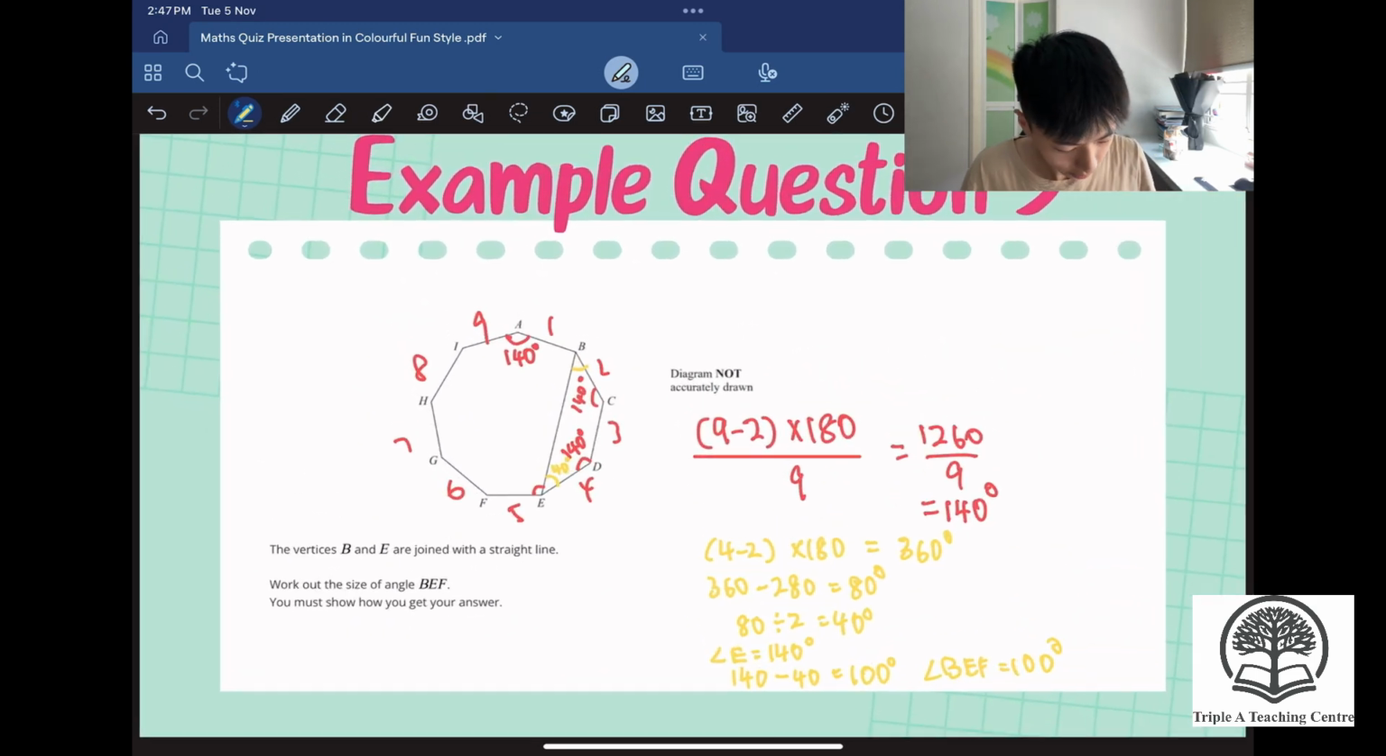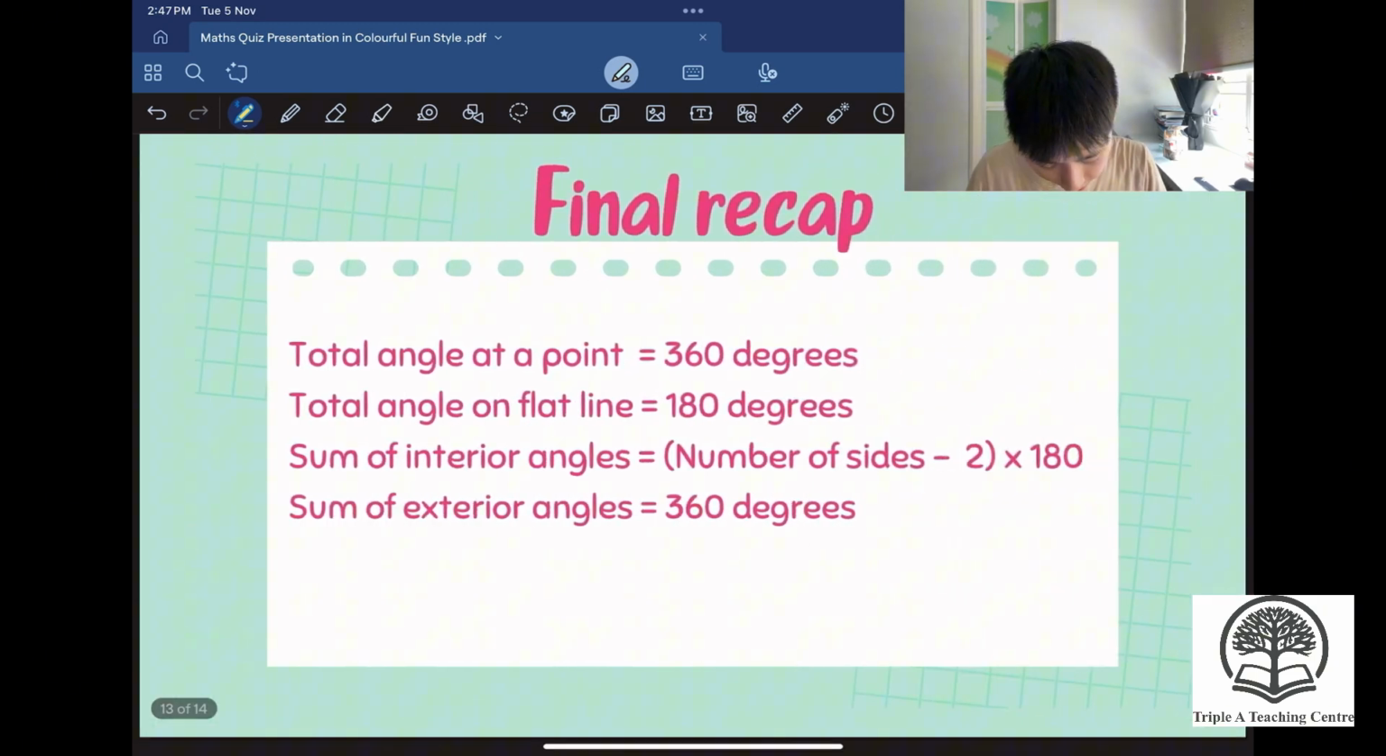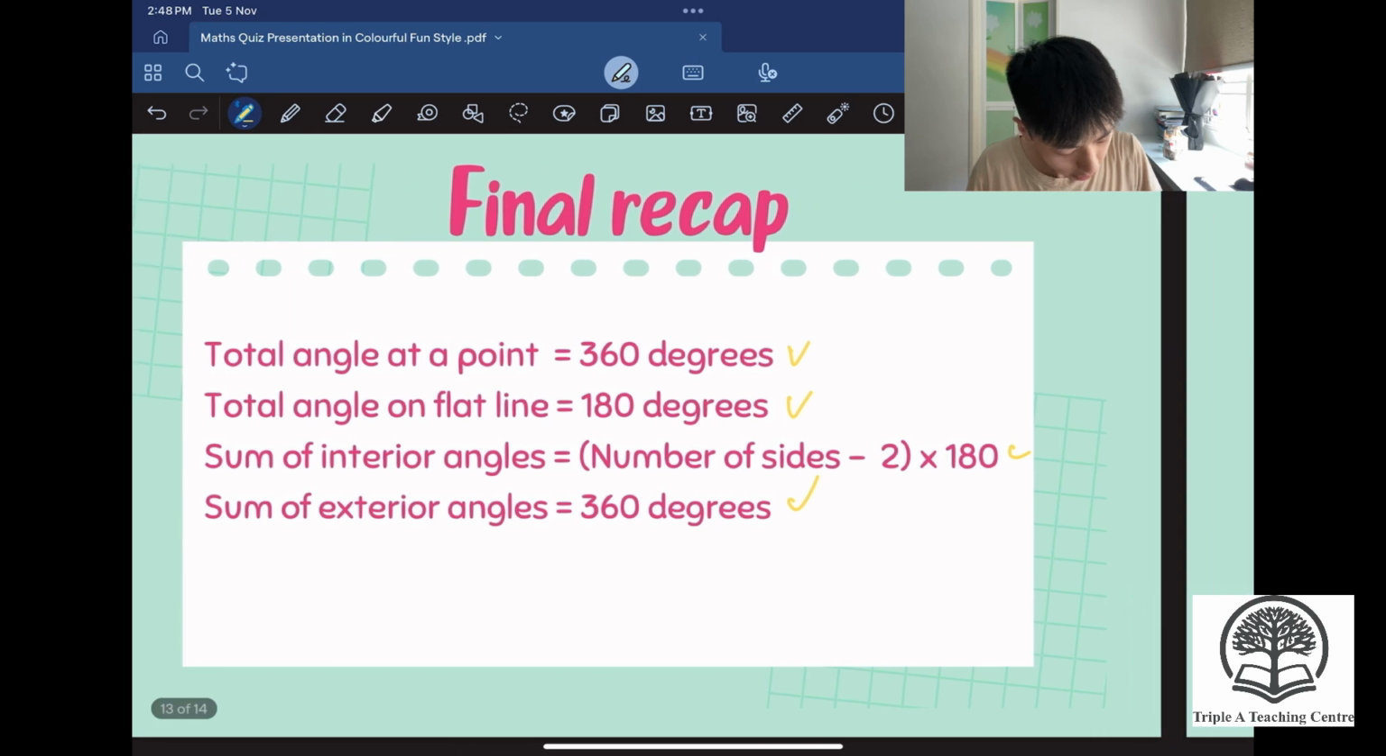Great. Okay. So a final recap for today. The total angle at a point is 360 degrees. That's point number 1. The total angle on a flat line is 180 degrees. The sum of interior angles, this is a formula that will be commonly used. You better memorize that, okay? So you can score those easy points. And the sum of exterior angles is 360 degrees, okay?